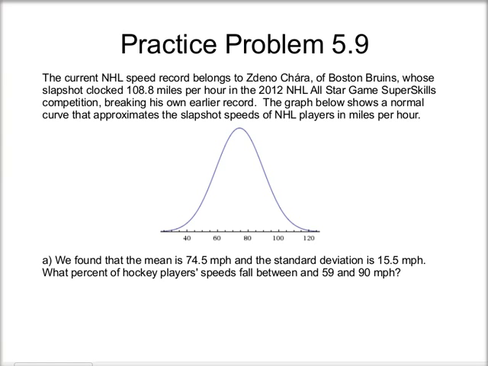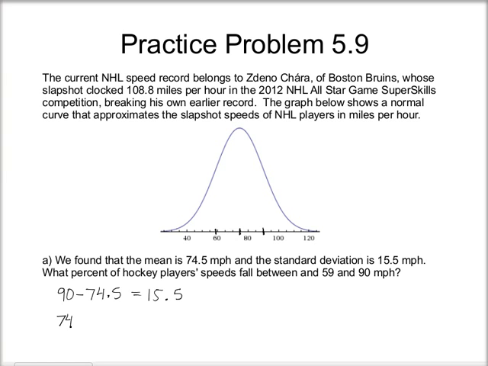So for part A, I want to find what percent of hockey players' speeds fall between 59 and 90 miles per hour. So I've got my chart here, and my mean was at 74.5, which is about here. So let's look at where 90, which is here, and 59, which is here, how far away those are from my mean. So first, 90 minus 74.5 is 15.5, so that is one standard deviation to the right of the mean.